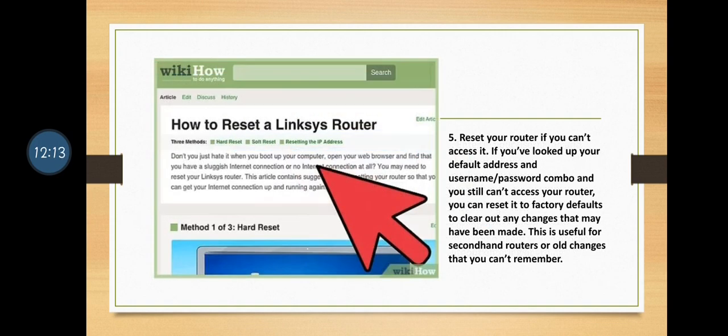Next, reset your router if you can't access it. If you look up your default address and username password combo and you still can't access your router, you can reset it to the factory defaults to clear out any changes that may have been made. This is useful for secondhand routers or old changes that you can't remember.